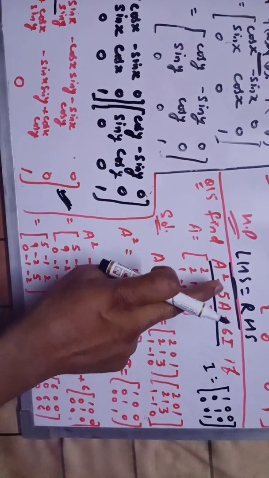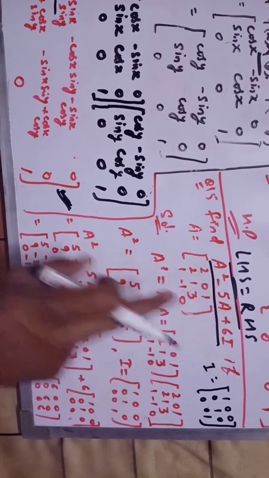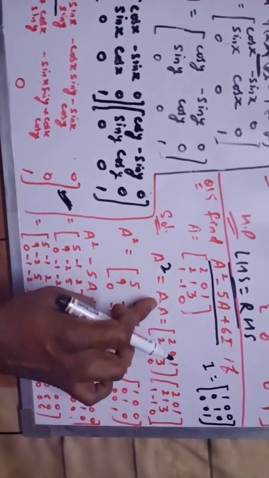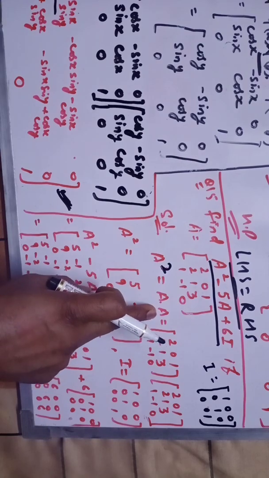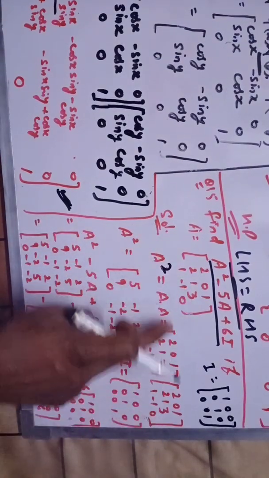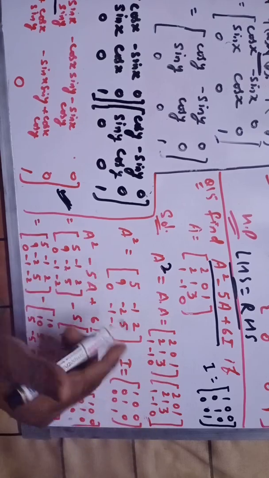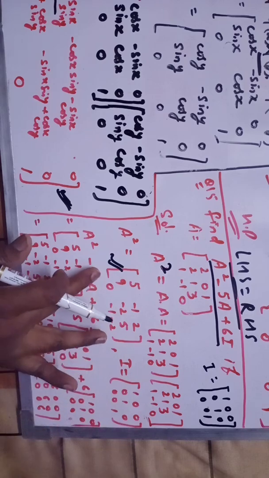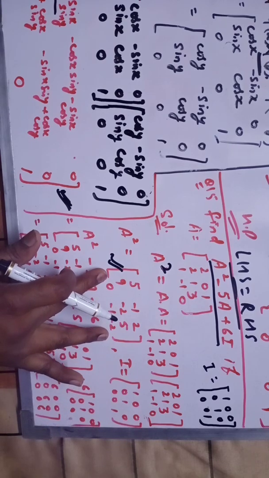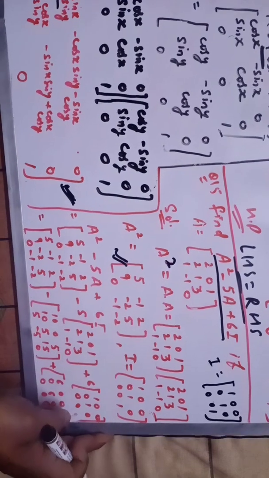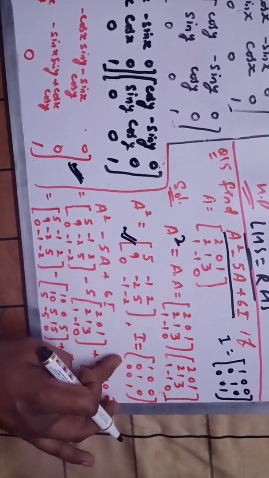First of all, you have to find A square. A square is equal to A into A. So you have to multiply this matrix A with this same matrix A. After multiplication, you will get this matrix, that is A square. This is your A square, and here I am writing the identity matrix.